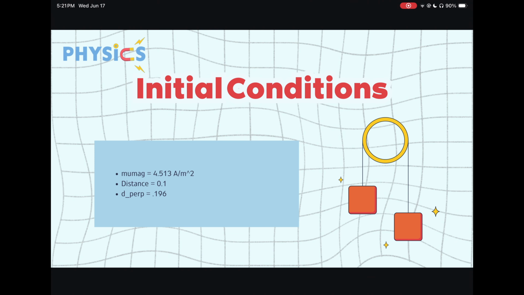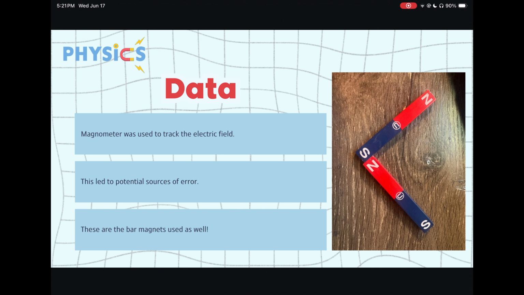The initial conditions, so like I said, the magnetic dipole moment was found to be 4.513 amperes meters squared, and then the distance was 0.1 meters, and then d perp was 0.196 meters. So the data was tracked with a magnetometer, and it was used to track the magnetic field, not electric field. Please ignore that. And this led to a bunch of potential sources of error, which I'll get into later.